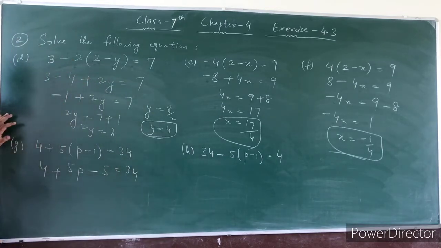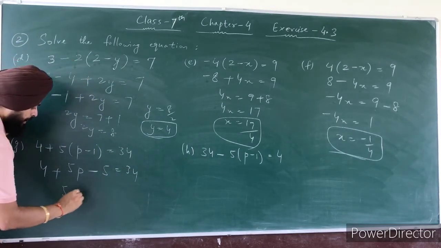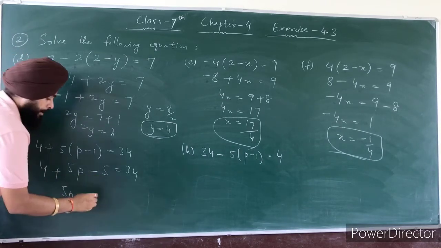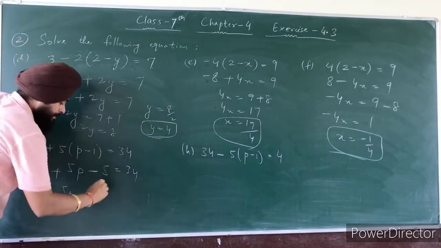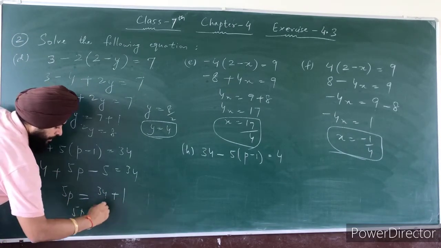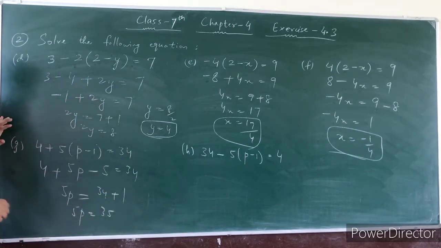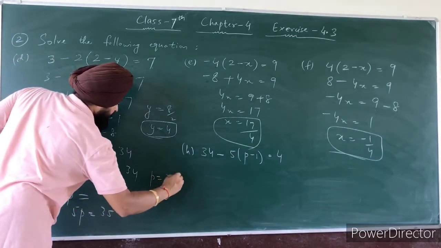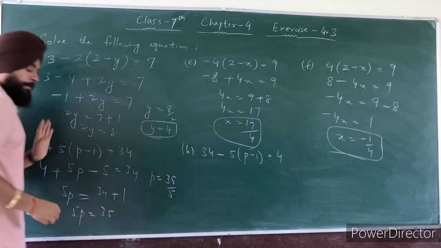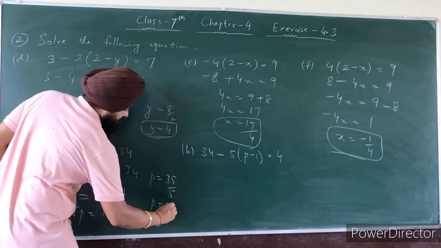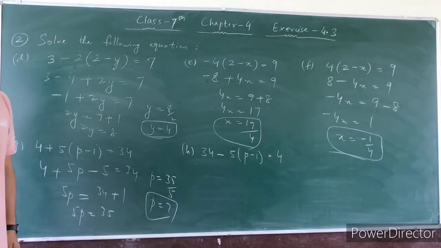Next, G part. 4 plus 5 into p, 5p, plus minus minus 5 ones are 5, is equal to 34. Or 5p, 4 minus 5 is minus 1. When you take this minus 1 to the right hand side, it is what? Plus 1. And 5p is equal to 34 plus 1, 35. Now 5 is the coefficient of p, therefore it is divided into 35 on the right hand side. 5 sevens are 35, 7. Therefore the value of p is here 7.